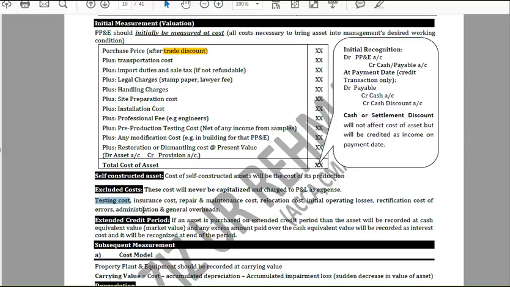Testing cost. So please keep the word "recoverable" in mind. For example, if we have purchased a new machinery, we have installed it, and we have produced a few sample products just for testing. If we are able to sell these samples in the market, then obviously we are going to recover the cost of these samples. In that case, you will not add testing cost over here.